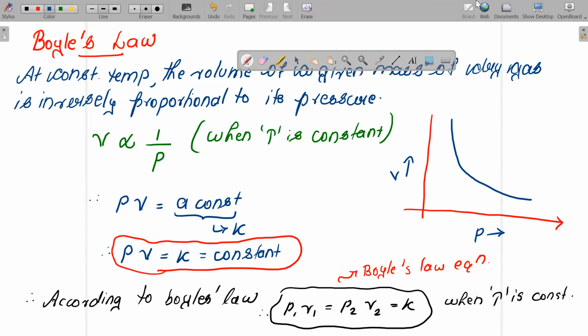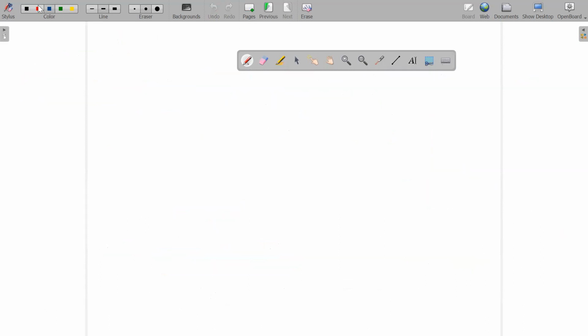That means V is inversely proportional to P. Now, P we are taking to the left side, then the constant comes. That constant we call K. Therefore, we can write PV is equal to K. That is nothing but a constant. So, according to Boyle's law, we can write P1 V1 is equal to P2 V2 is equal to K. Understood? Any doubts? Is it okay for everyone? Fine.